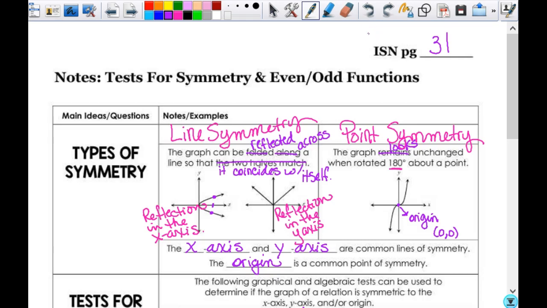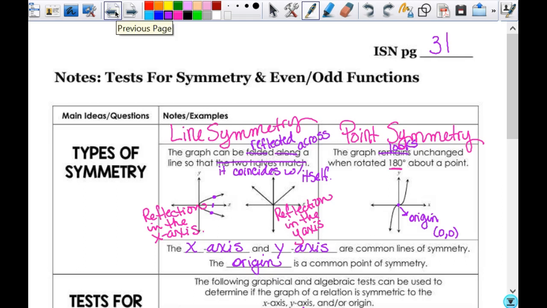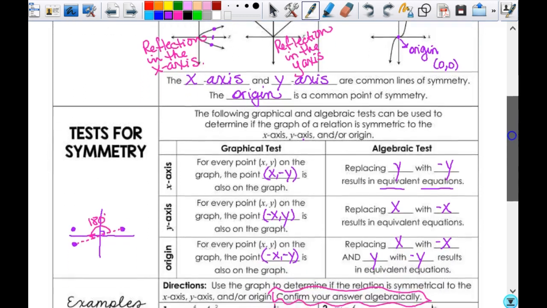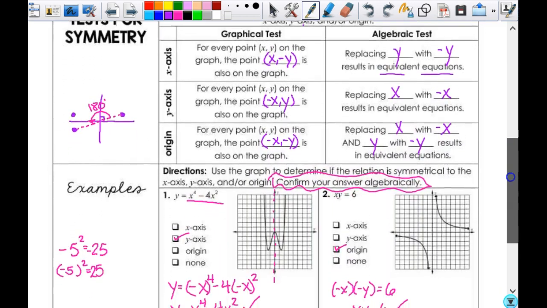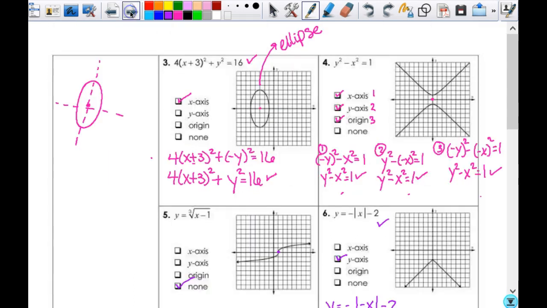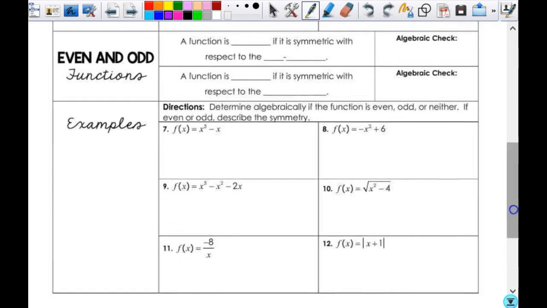So this is what we had from yesterday, right? We talked about tests for symmetry, line symmetry, point symmetry, what you replace with. We just looked at an example and did one of those, right? We did a few more examples on the back. And then we get down here to where we stopped, even and odd functions.